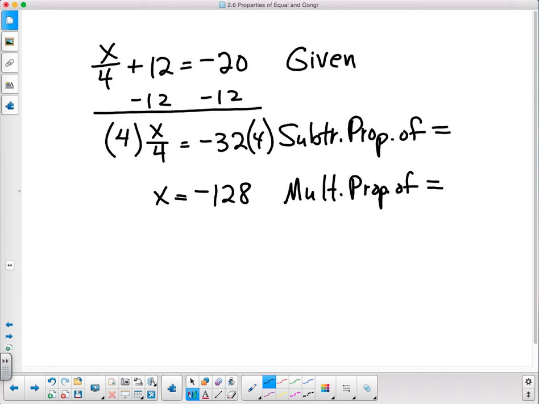Substitution or subtraction? Show me step by step.